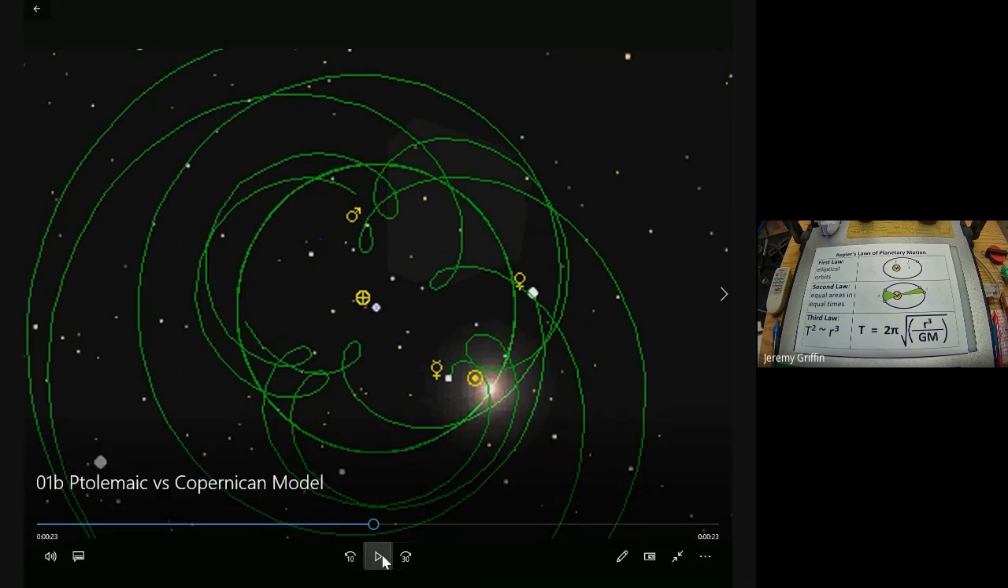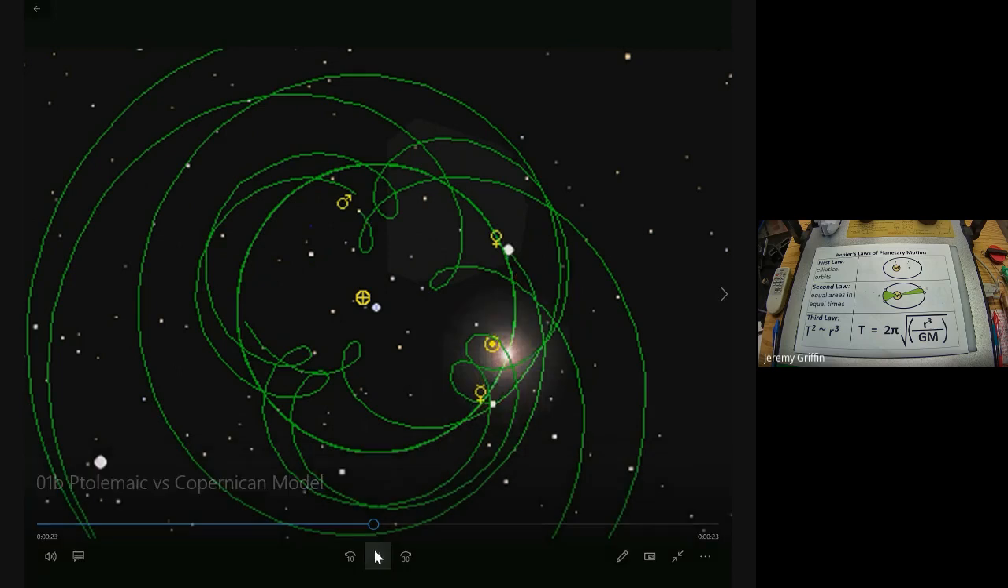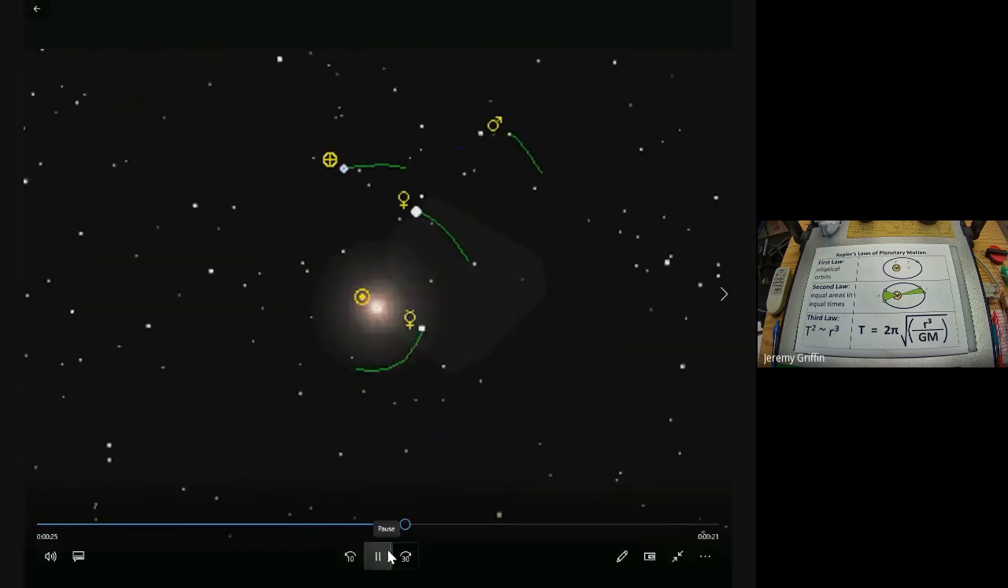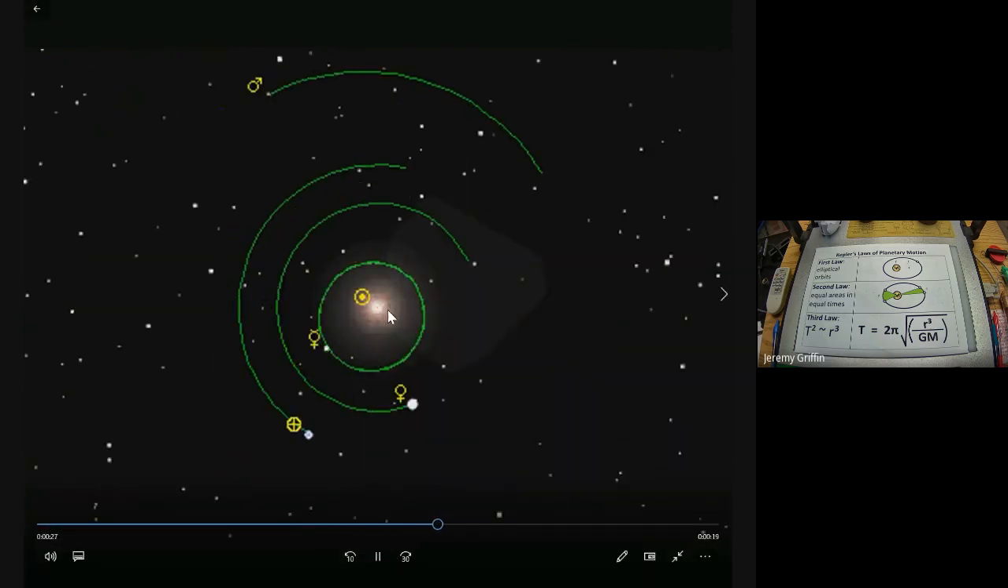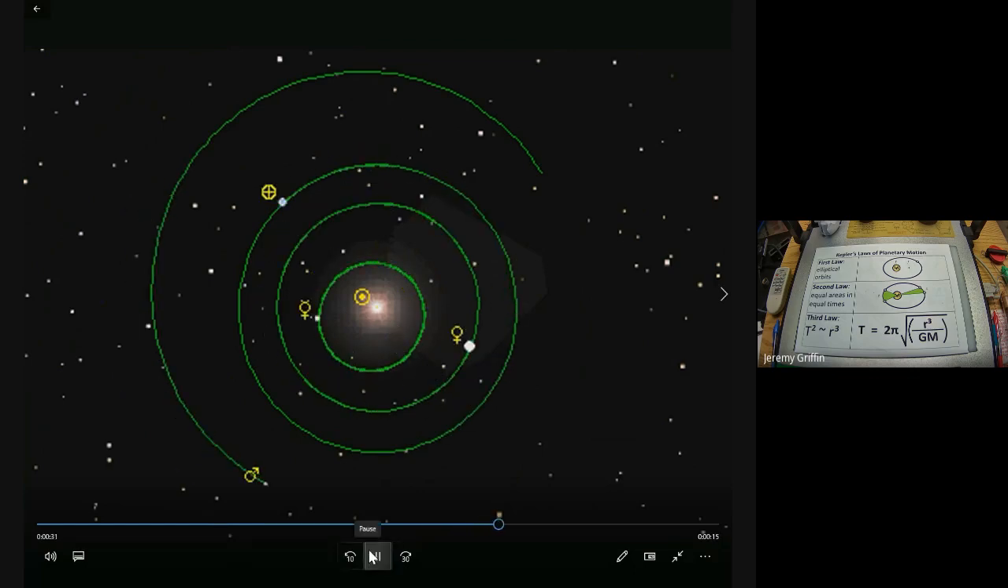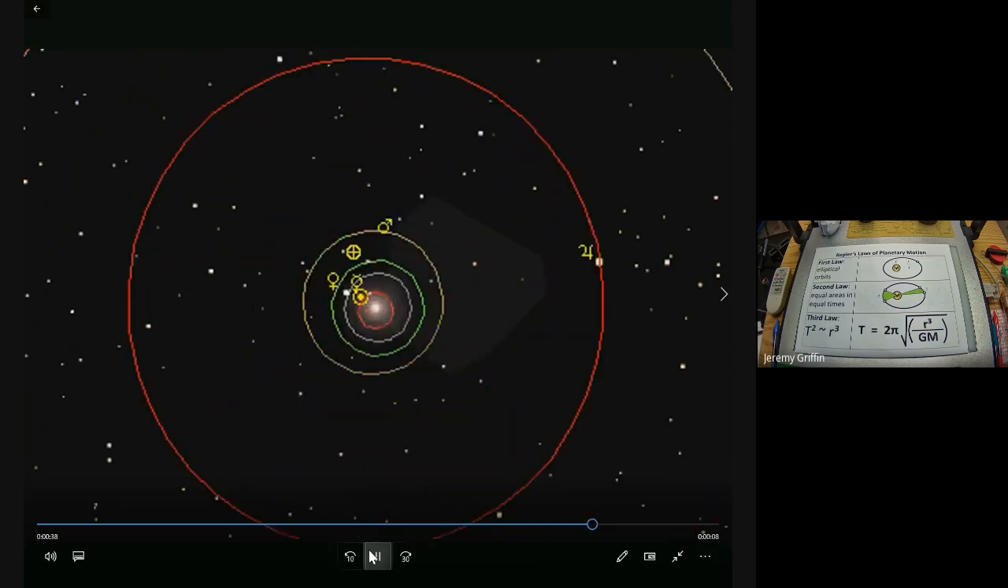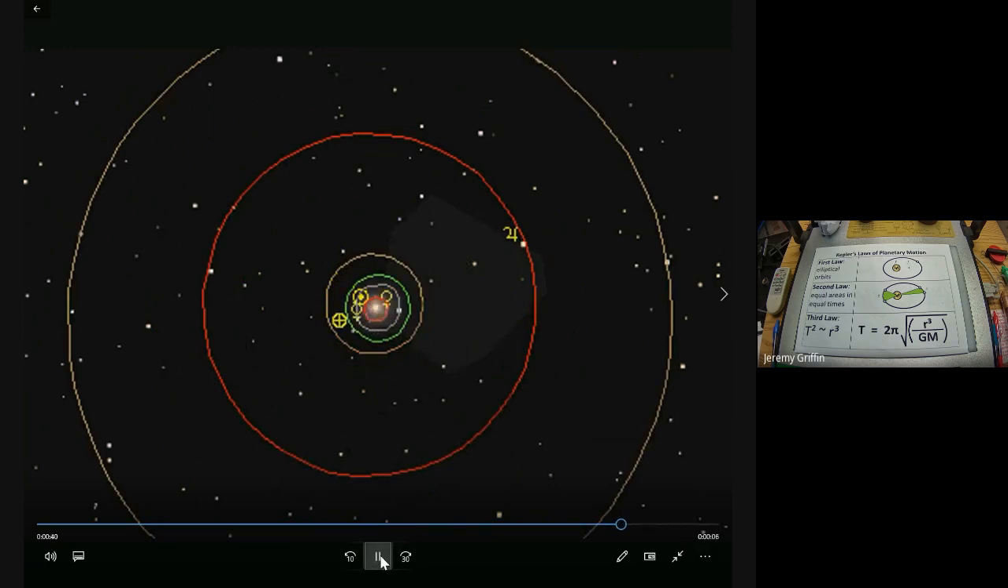But then along comes a guy named Copernicus, and he says, well, hold on a minute. I can rearrange this and create a much simpler model. If you put the sun at the center, you have a sun-centered model. This is called a heliocentric model, also called a Copernican model of the solar system. Actually, that's a much simpler model. Kind of like Occam's razor, the simplest answer is usually the correct one, and that's the case here too.